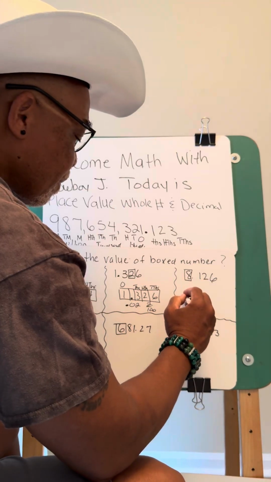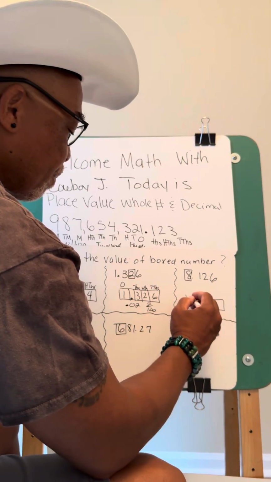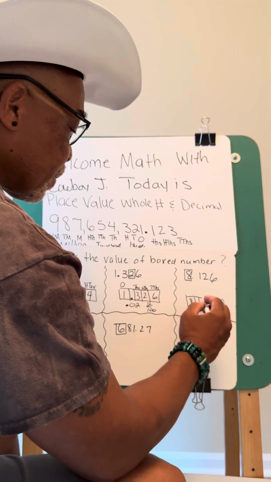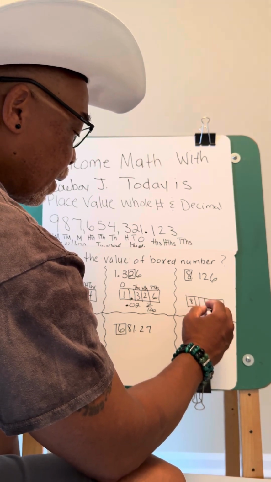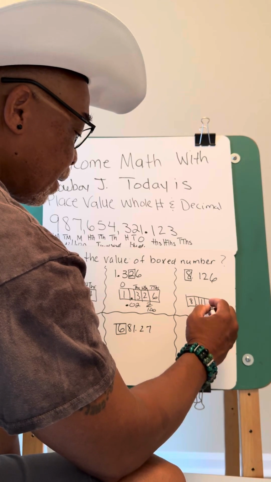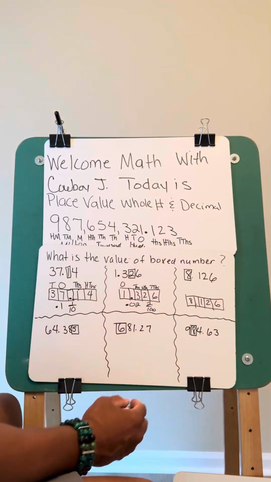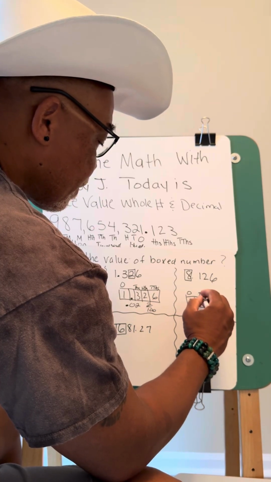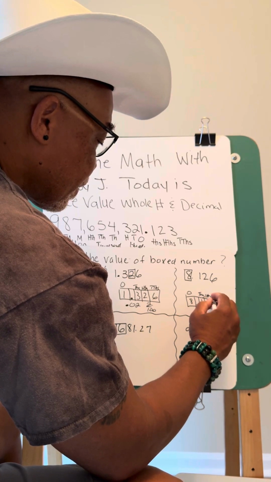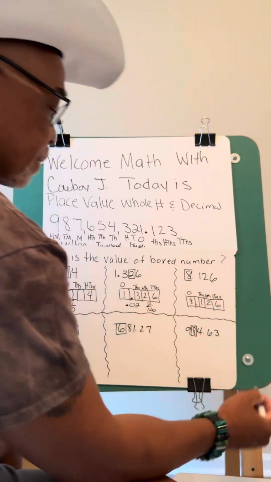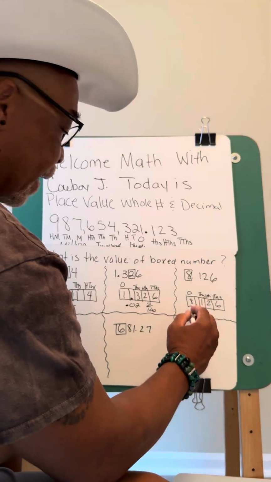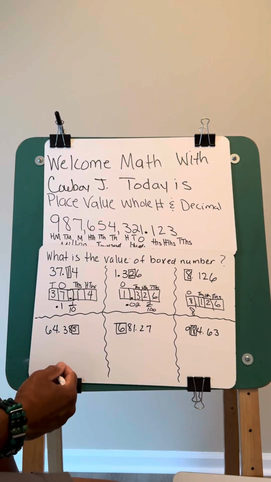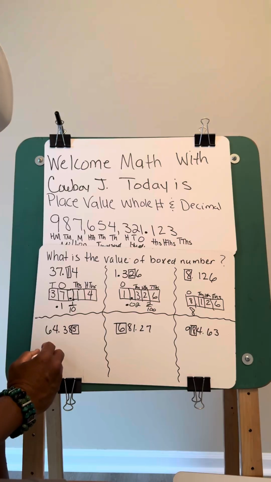So again, place value. We have a ones, a decimal, a tenths, a hundredths, and a thousandths. So again, we can see the 8. The 8 is in the ones place, so it's simply 8.